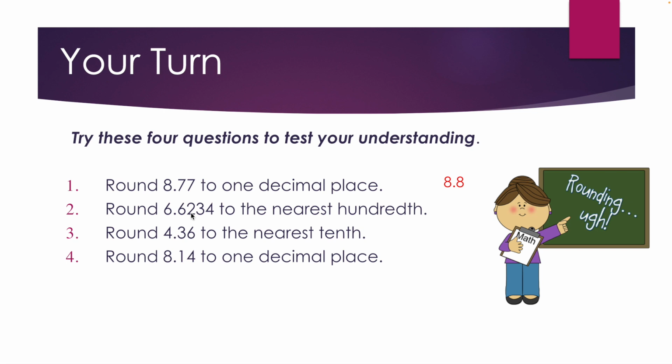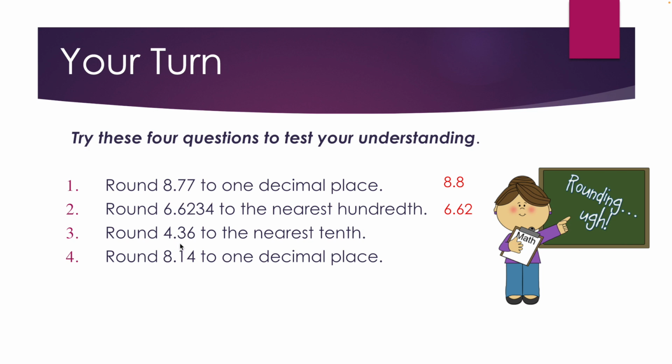Number 2, we're rounding to the nearest hundredth. So I'm cutting it right here between the 2 and the 3. So I'm going to look at the 3. I don't care about the 4. I'm only looking at the number right next to where I'm cutting it off. And this 3 tells me that it's closer to the 2. So 6.62.